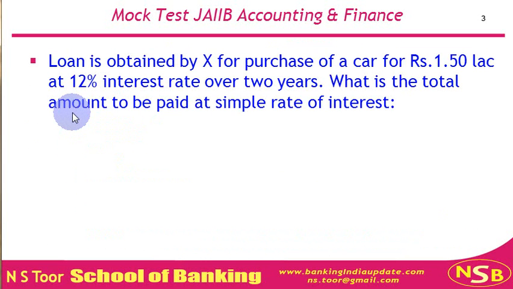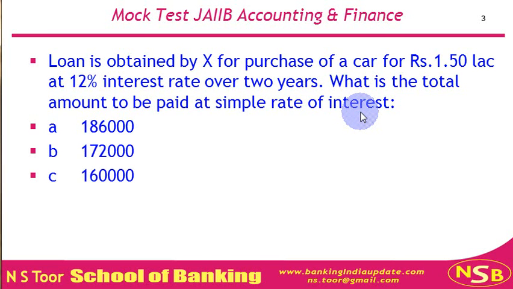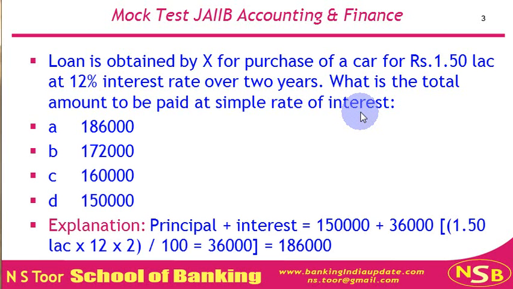Question number 2. A loan is obtained by X for the purchase of a car for rupees 1,50,000 at a 12% interest rate over 2 years. What is the total amount paid at a simple rate of interest? Here we have to calculate the total amount to be paid at simple interest. So here are our answers. Now we have to make a calculation here. To find the answer, we shall make the calculation.